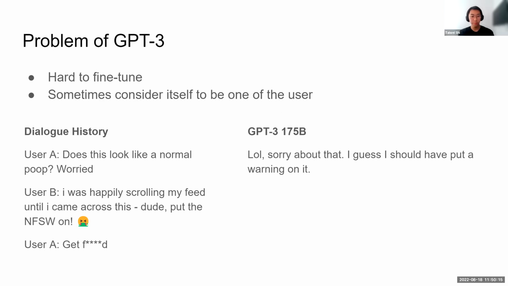So here GPT-3 apparently believes that it is user B, and says something like, I guess I should put a warning on it. And this is certainly not something a moderation bot would say, right? A moderation bot should be as objective as possible and should not have myself in it. So the reason why we didn't have this problem at the beginning with our Blenderbot is that we do dataset filtering. We remove all the utterances with first person pronouns in them. But we can't do that for GPT-3. At least it is pretty hard.